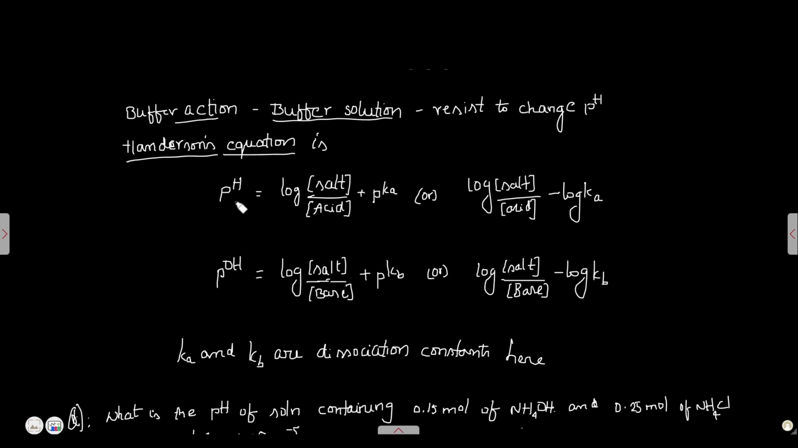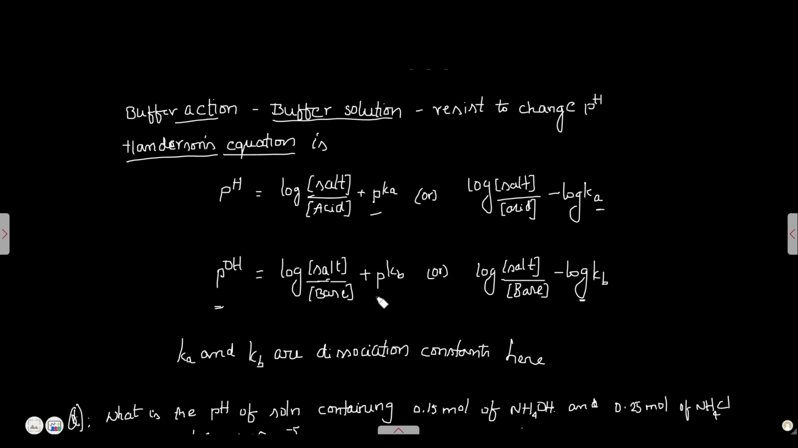For acidic buffer, the formula is pH equal to log of concentration of salt, or mole number of salt, divided by acid strength, plus pKa. Here pKa can also be written as minus log Ka. In case of calculating pH of basic buffer, the formula is pOH equal to log of salt by base plus pKb. pKb here also can be written as minus log Kb. Here Ka and Kb are the dissociation constants.